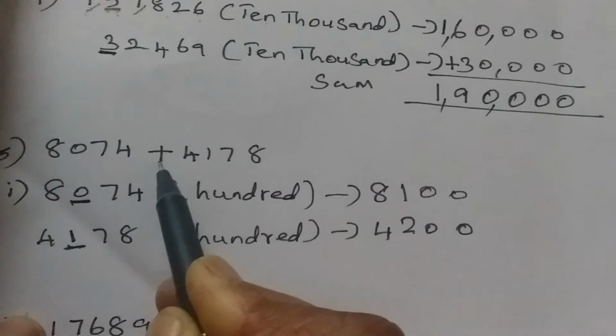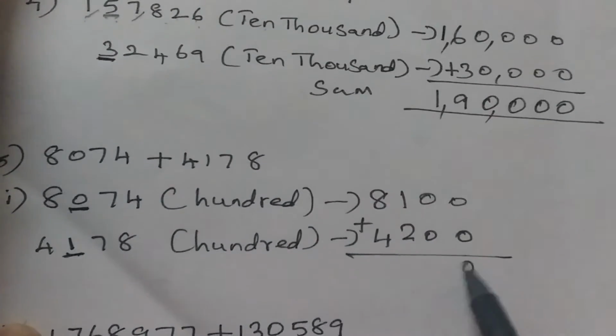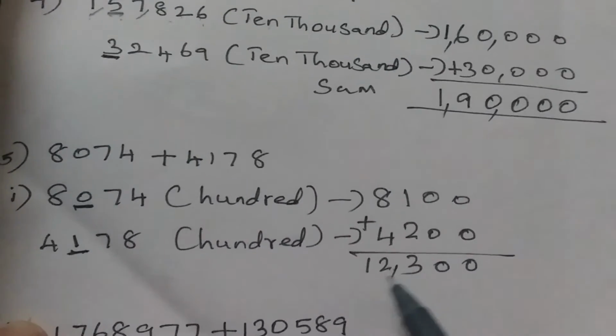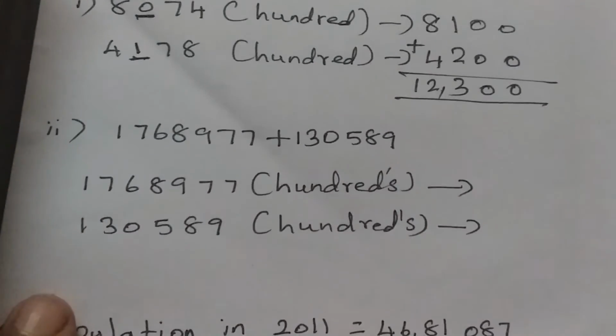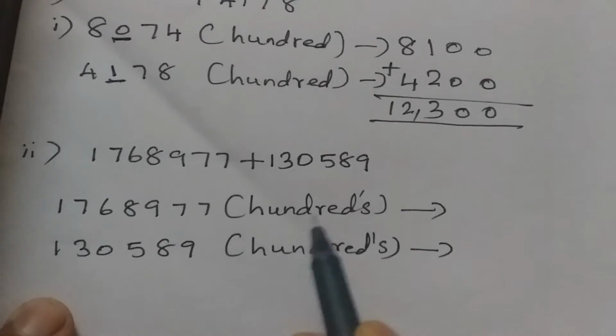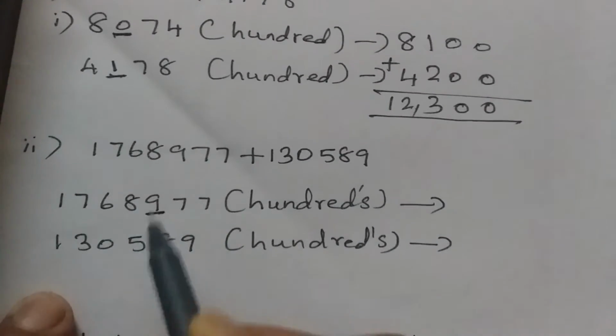And what we have to do? Add them. The question is given plus. So add them. 0, 0, 3, 12. And what is the estimated answer? 12,300. Okay. And the next sum, same thing. The place is also the same, hundreds only. So estimate to hundreds. Underline the hundreds digit. Ones, tens, underline the hundreds digit.